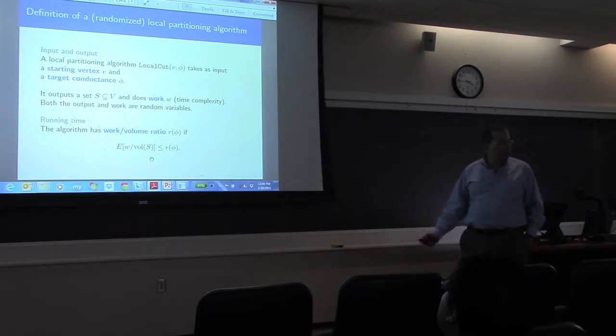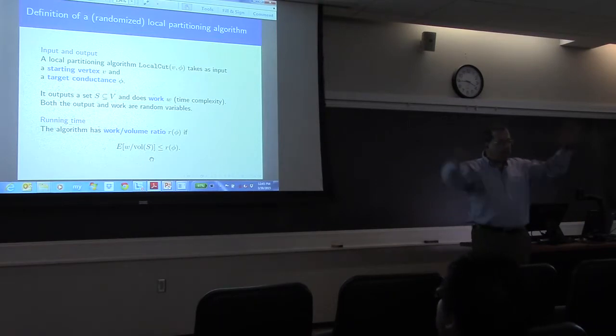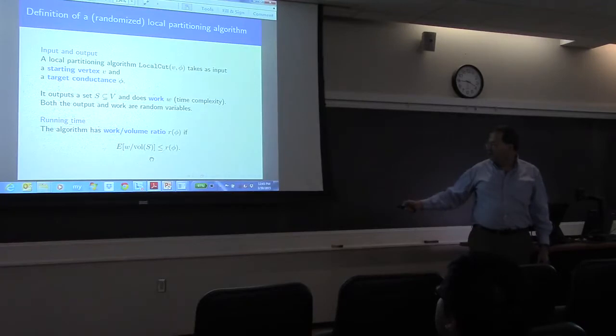So we don't want the work to depend strongly on the huge graph, more on the size of the community we're going to find in the end. So this is our goal, to bound this, and maybe as a function of the target conductance. So this would be a goal. We can't quite achieve that. You see, there is some logarithmic dependence on the size of the big graph.